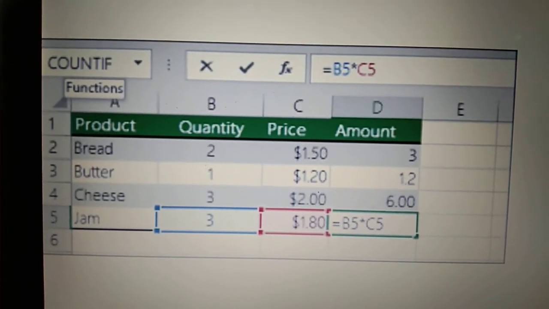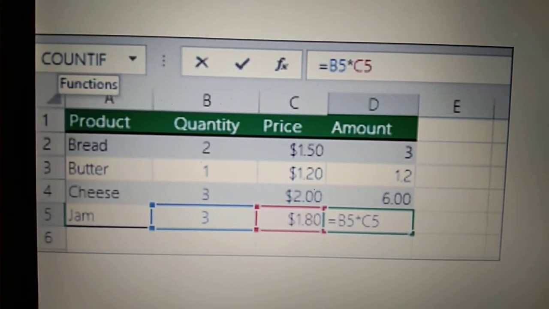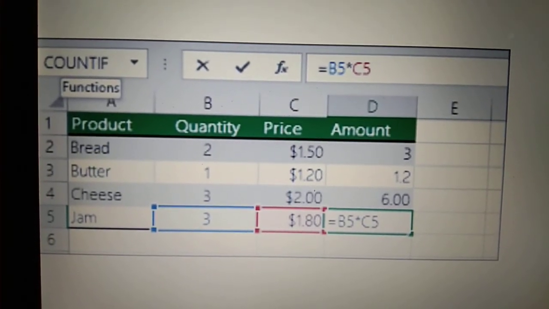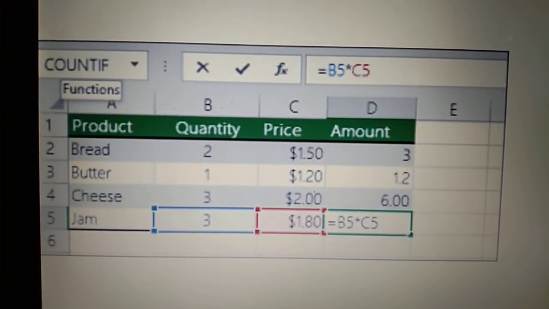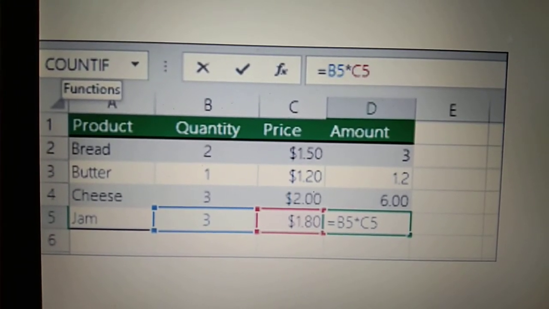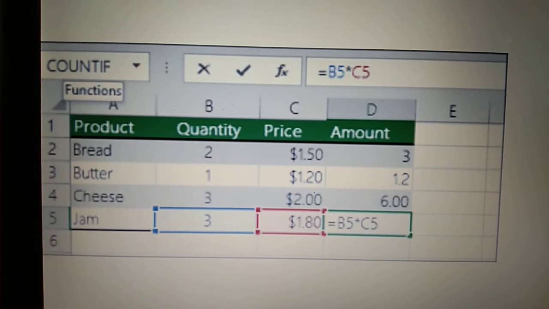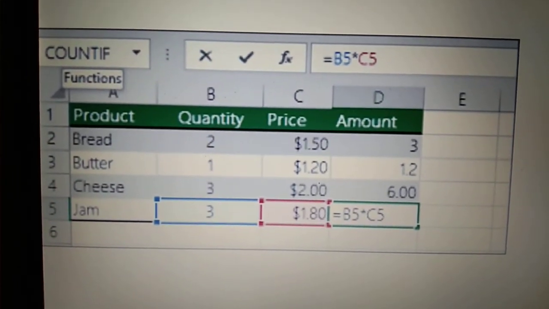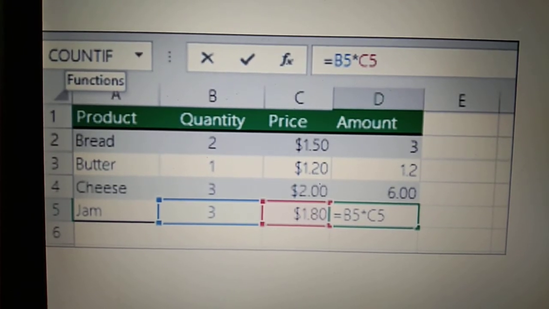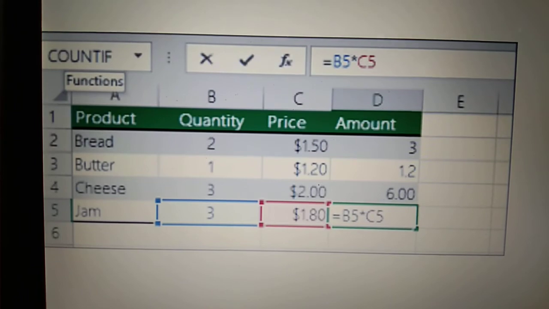It is used when we do not want to change the address of the cell on copying the formula to another cell. To make an absolute reference in a formula, always add a dollar sign before the column and the row number. Here is an example where I add a dollar sign in the quantity or the price cell.